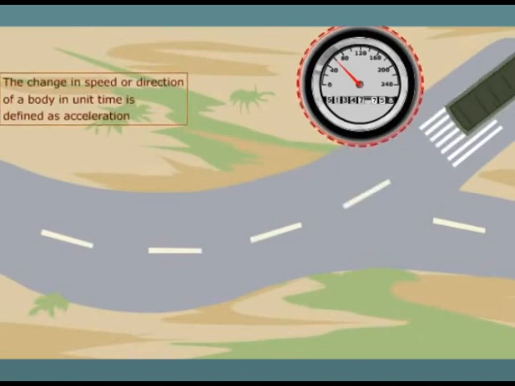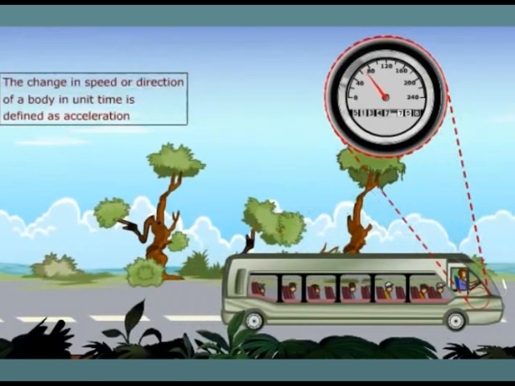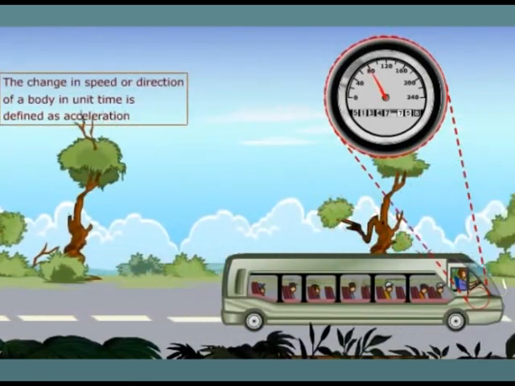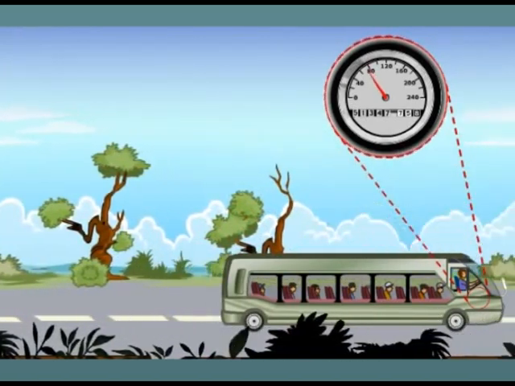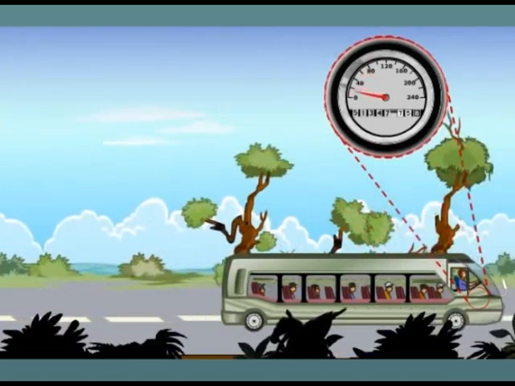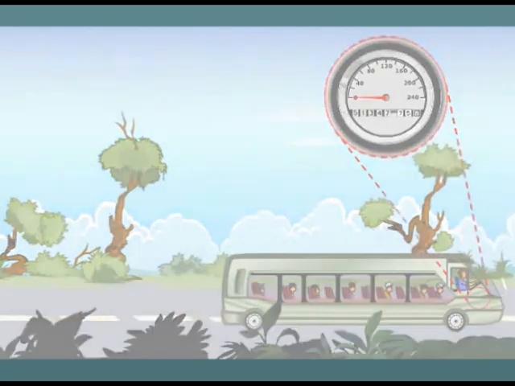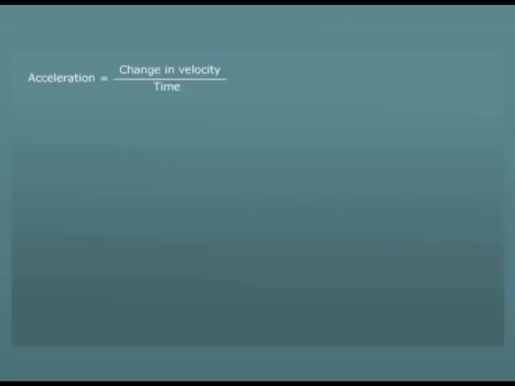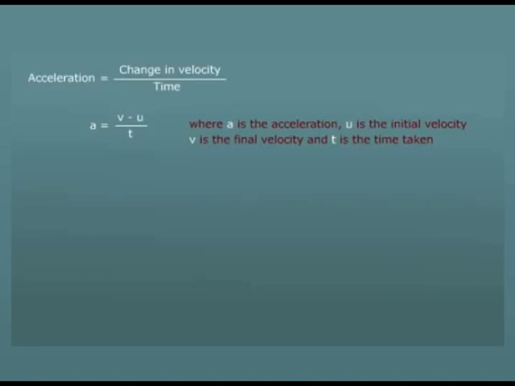This change in speed or direction of a moving body in unit time is called acceleration. Acceleration is thus the rate of change of velocity. Acceleration is equal to change in velocity over time. a = (v - u)/t, where a is acceleration, u is the initial velocity, v is the final velocity, and t is the time taken.